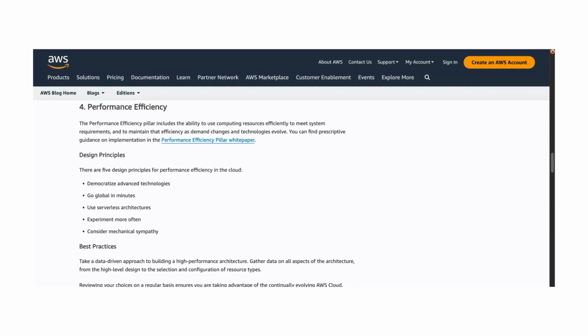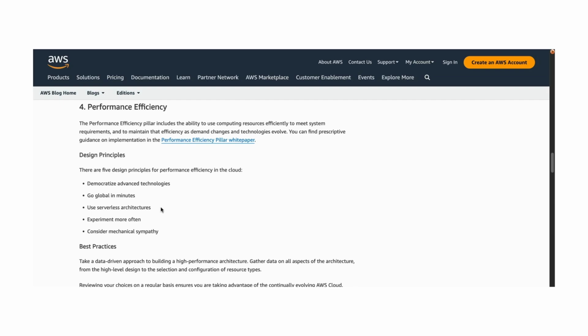What can we do to democratize advanced technologies? For example, we could use AWS Lambda to offload tasks to serverless architectures, enabling us to experiment with new technologies without managing infrastructure. Then go global in minutes. We can deploy applications globally using, for example, Amazon CloudFront and AWS Global Accelerator in order to reduce latency for users worldwide.